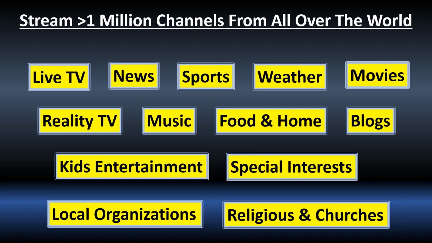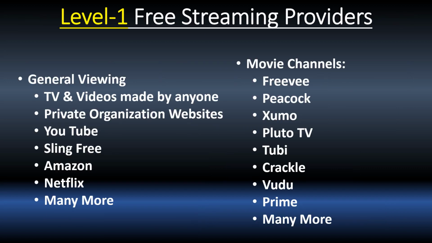Things that you can stream, some examples, are live television, news, sports, weather, movies, reality TV, and the other ones listed. Local organizations listed on the bottom is interesting because a lot of hobby organizations actually have their own websites. Also, religious organizations and churches. Many churches today wind up broadcasting their services through the internet, and some you can even watch later.